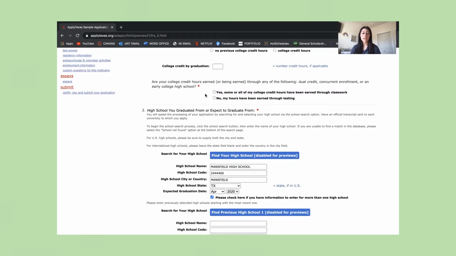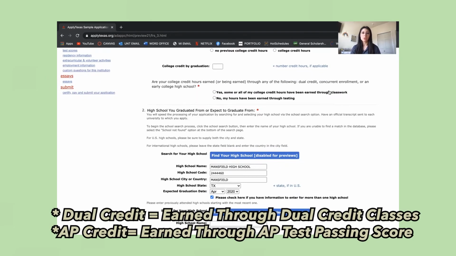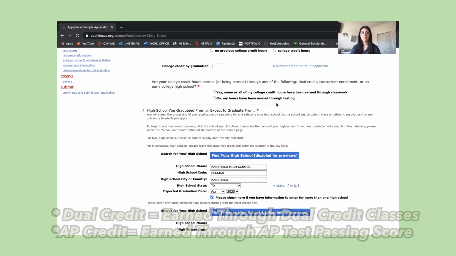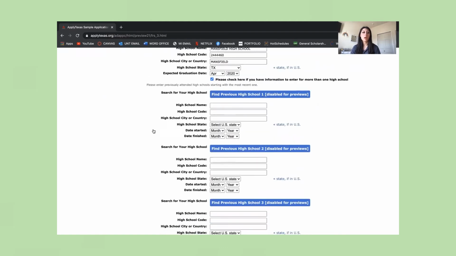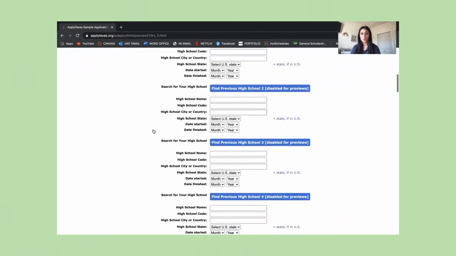Here, this question asks how you got that college credit. Dual credit would be through classwork, and college credit earned through testing would be like AP tests. Number 2 is just asking for your high school information, where you went to school, and any previous high schools you attended as well.